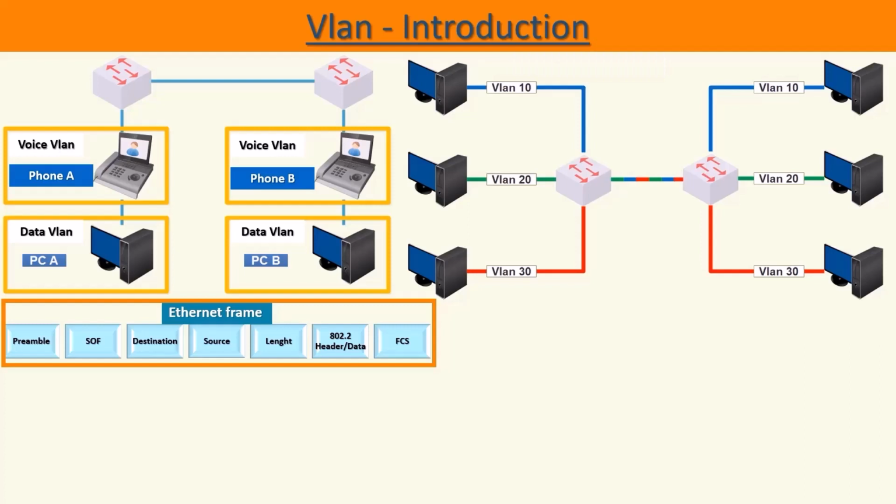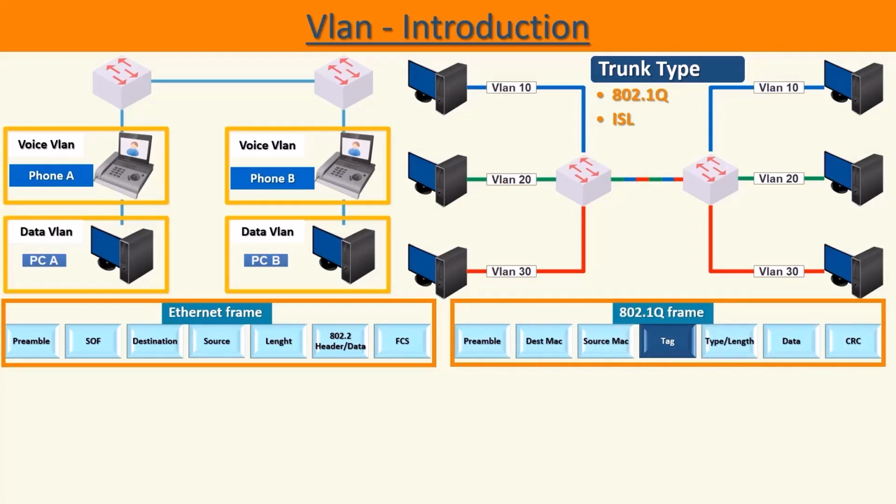There are two types of trunk. The 802.1q, which is the most commonly used trunk protocol because it is standard and is supported by many suppliers, and there's the ISL protocol, which is owned by Cisco. Some switches can't support it. That's why we're going to see the 802.1q protocol in detail.